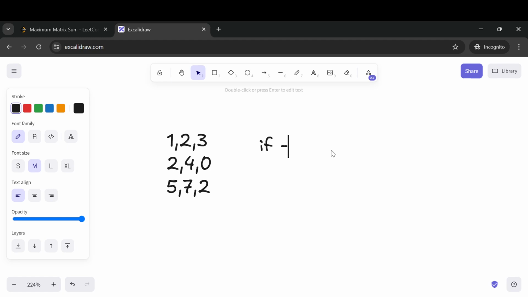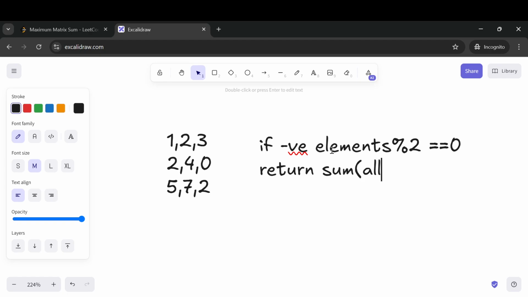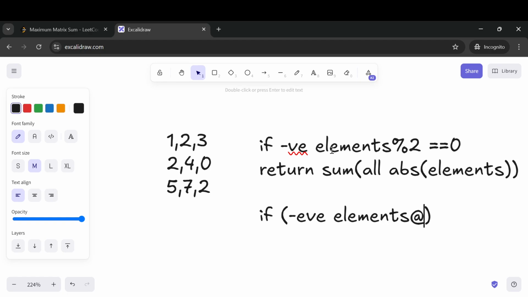If the number of negative elements mod 2 is 0, meaning the total number of negative elements is even, then you return the summation of all elements, all absolute elements, I would say. And if the number of negative elements mod 2 equals 1, then you do something else.